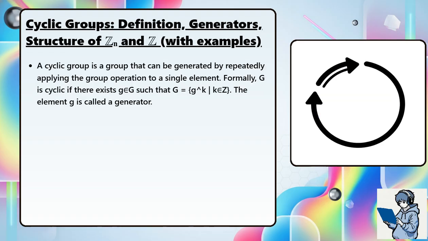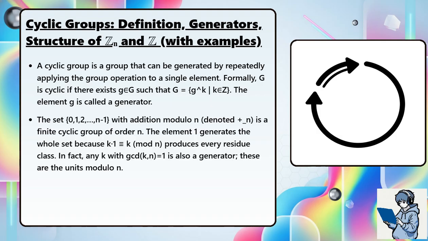A cyclic group is a group that can be generated by repeatedly applying the group operation to a single element. Formally, G is cyclic if there exists g in G such that G equals the set of g to the k, where k is in Z. The element g is called a generator.